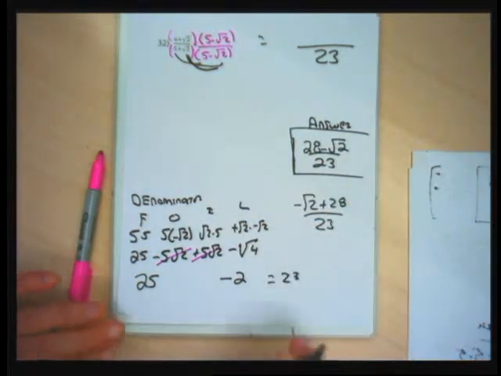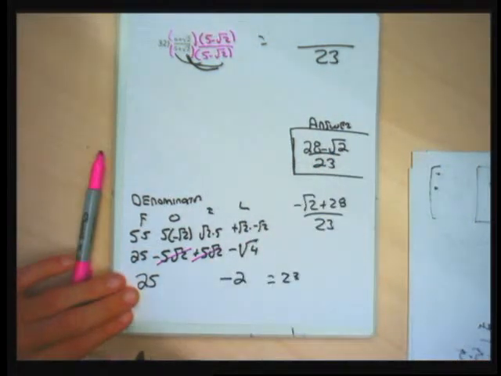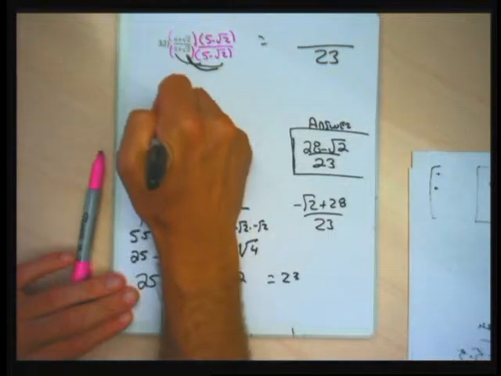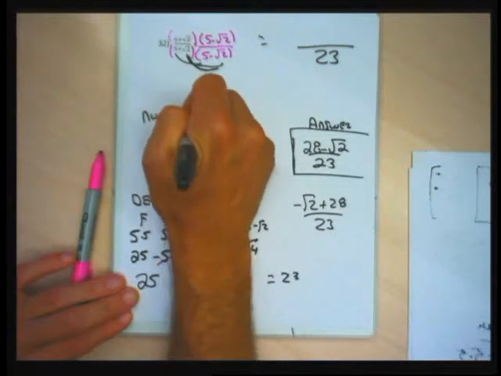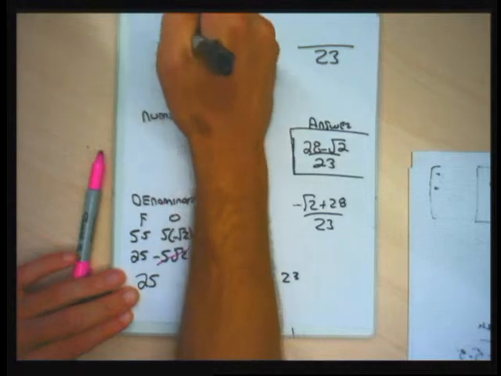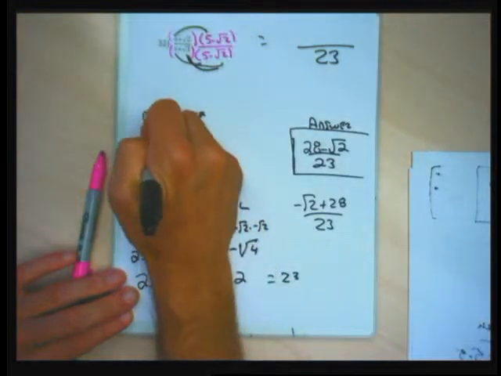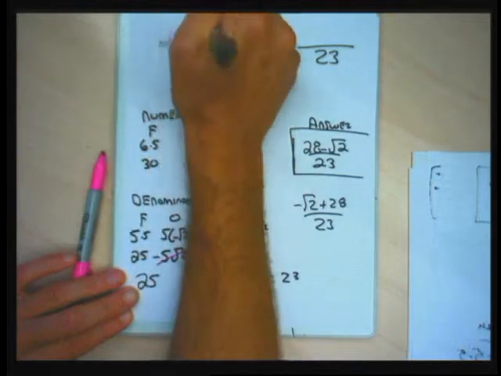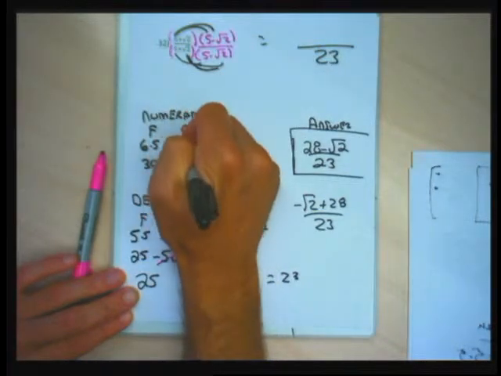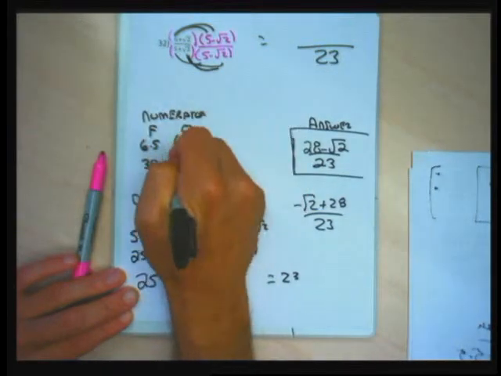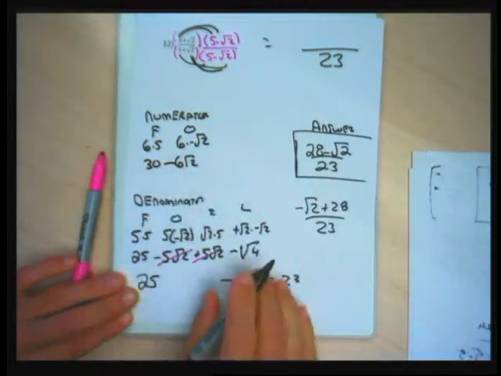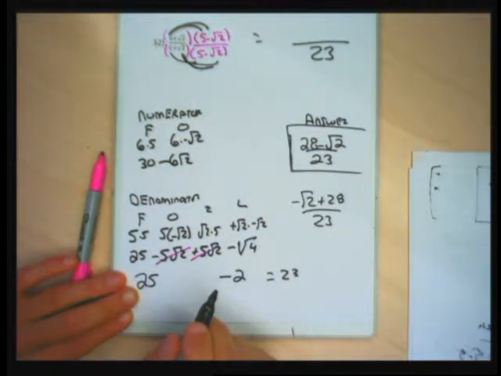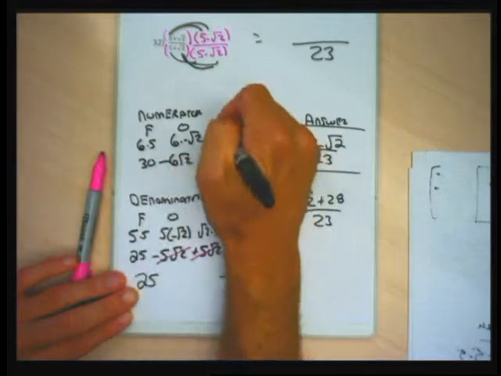Now I'm going to work on the numerator to get the 28 minus square root of 2. Numerator is also a foiling problem because it's multiplying two binomials. So firsts, 6 times 5, which is 30. Outers, 6 times minus square root of 2 is minus 6 square root of 2. You can't get a 12 there. You can't multiply something outside a square root with something under a square root.